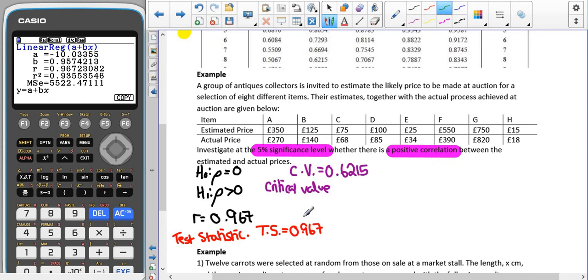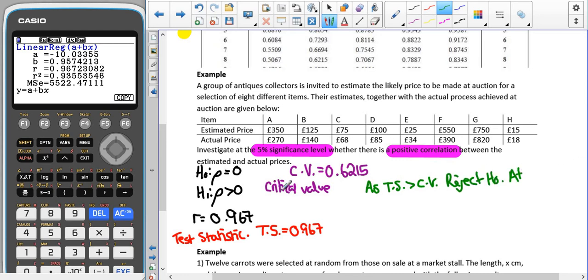So in this case, we can see that our correlation is stronger than what we needed it to be. We needed the value to be above 0.6215, and it is. We got 0.967. So that means that we have found a positive correlation. As our test statistic is bigger than the critical value, we have found something. So remember, that means that we say that we reject H0. We found a positive correlation.